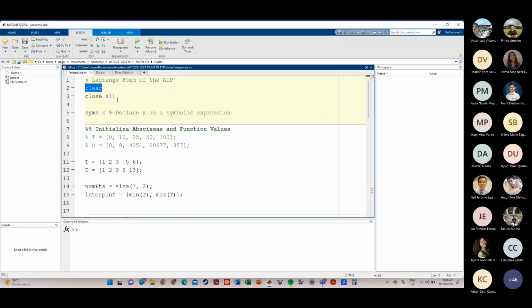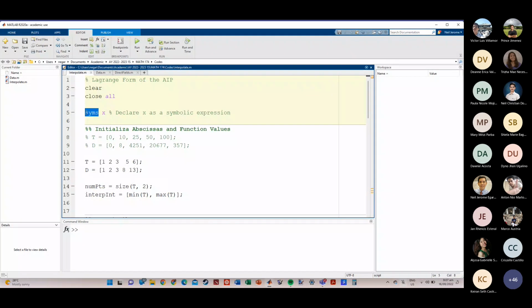Okay? Next is close all. Close all is just for MATLAB to close all the figure windows. Pag nag-generate ka ng figure, nag-run ka ng maraming codes, posibleng patong-patong na yung mga windows ng figures. So close all will just close everything, close all figures. You know? Then line number 5, this is important, syms x.